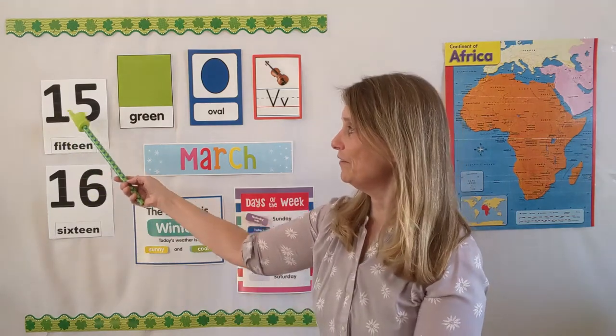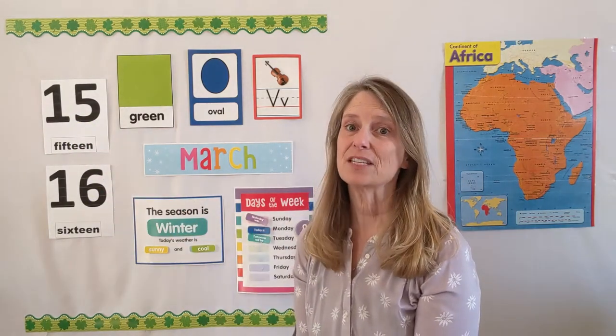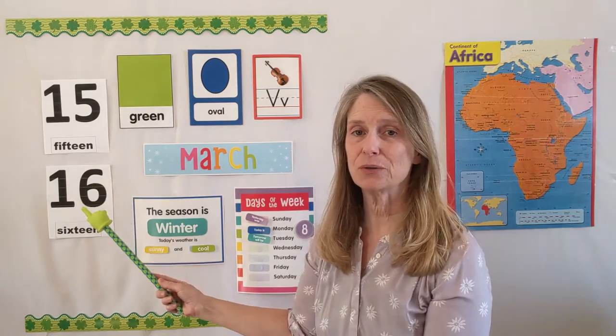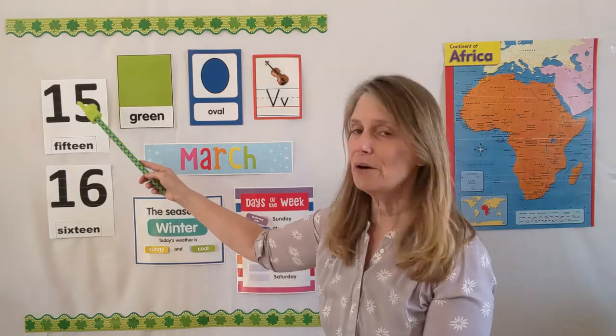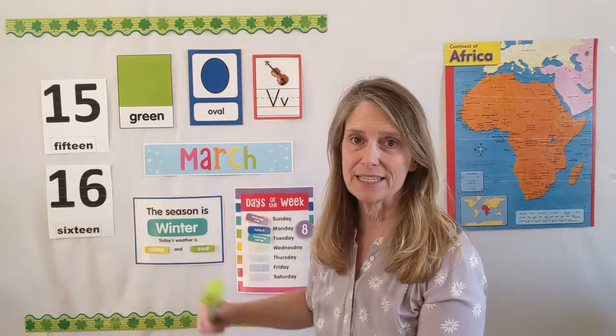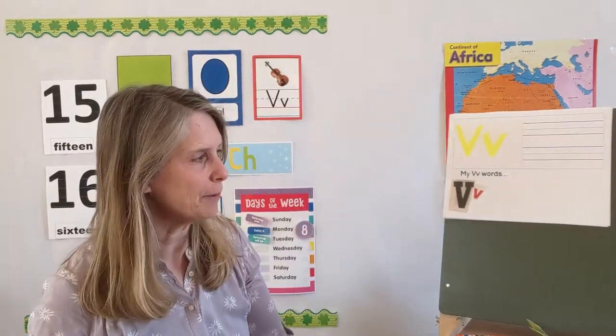Last week, we talked about 15, which is 1 and 5, standing right next door to each other. This week, we go from 15 to 16. Just like we go from 5 to 6, we go from 15 to 16. So that is our number this week. Okay, let's get right into it. Let's start writing our number and our letter, and we will talk about some V words while we're doing that, and we will count 16 of something together.